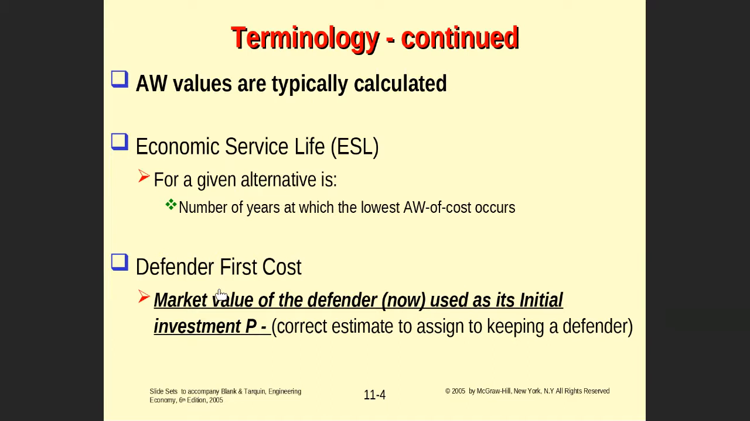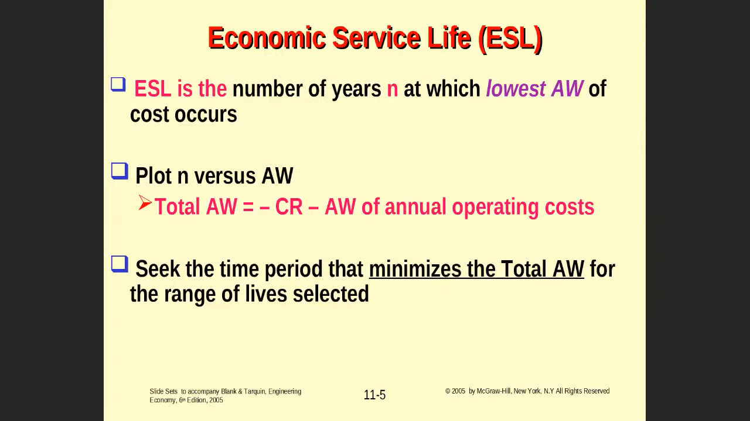Okay. We have agreement with this concept, and some of the students said yes, they agree. ESL, or the economic service life, is the number of years n at which the annual worth is the lowest. So we are using the chapter 6 application in this chapter. We're not using the present worth.